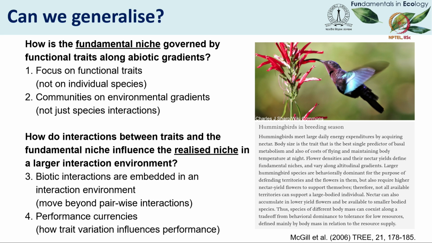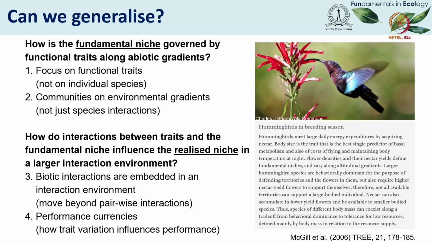So if you've got a gradient of temperature, let's say you're looking at a gradient across elevation, so you have low elevation to high elevation, you can ask, how would a 10-gram nectar feeding bird, would it be more likely to occur at low elevations or high elevations, just given the properties that it has, just given the physiology that it has. And so how do the traits of species determine where they are found, for example, on some abiotic gradients?